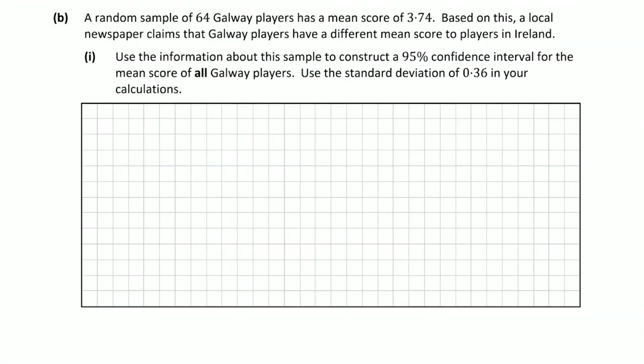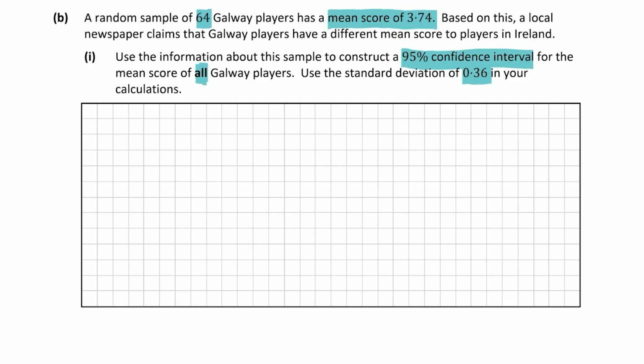In question B, we're told that a random sample of 64 Galway players has a mean score of 3.74. Based on this, a local newspaper claims that Galway players have a different mean score to players in Ireland. Use this information to construct a 75% confidence interval for the mean score of all Galway players. Use the standard deviation of 0.36 in your calculations.